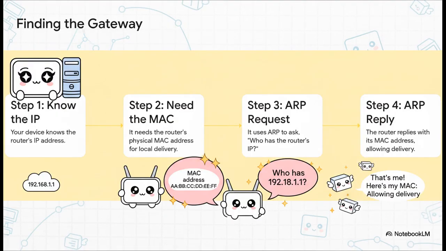But there's a tiny little puzzle here. Your computer knows the router's IP address, its mailing address. But to actually hand off a packet locally, it needs that permanent physical name, the MAC address. So what does it do? It uses a clever little protocol called ARP to basically shout across the whole network, hey, who has this IP address? The router hears the call and says, that's me, here's my MAC address. And boom, the packet can now be delivered right to the front door.